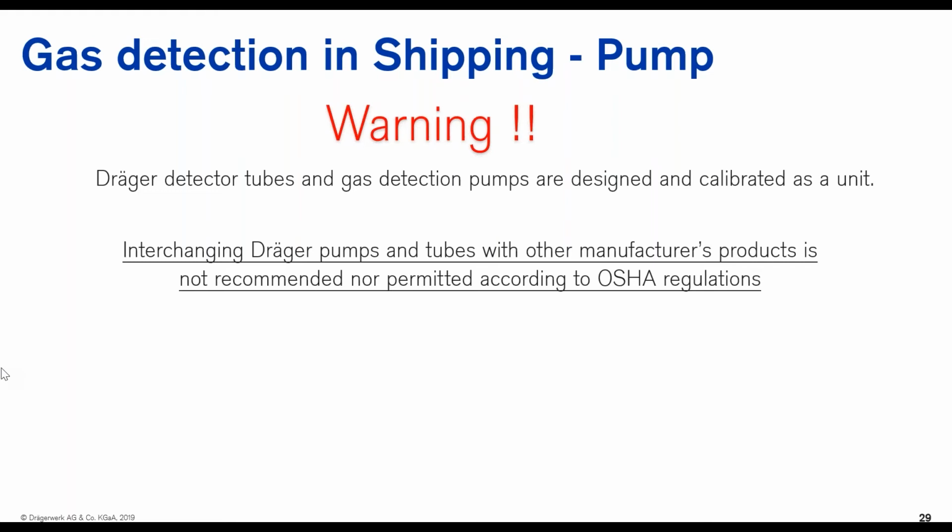Therefore, the gas detector pump must deliver the correct volume and also pull the sample through the Dräger tube at the proper rate. The Dräger tubes and the pump are designed to be harmonized. They are designed and calibrated as a single unit. Therefore, you cannot interchange the pumps and tubes with other manufacturers. We cannot guarantee the performance or the measurement using other brands.